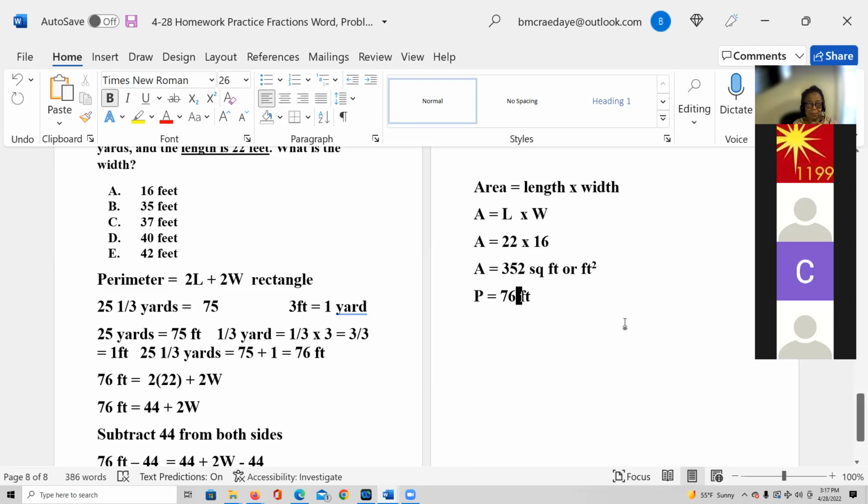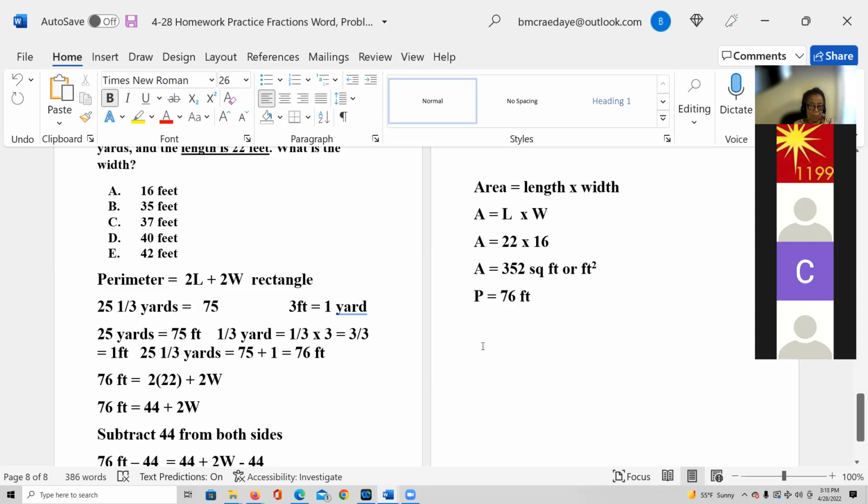Got it? So for the area you're going to multiply all of it to get one number. You multiply length times width. And the perimeter is two lengths plus two widths. That's for a rectangle.